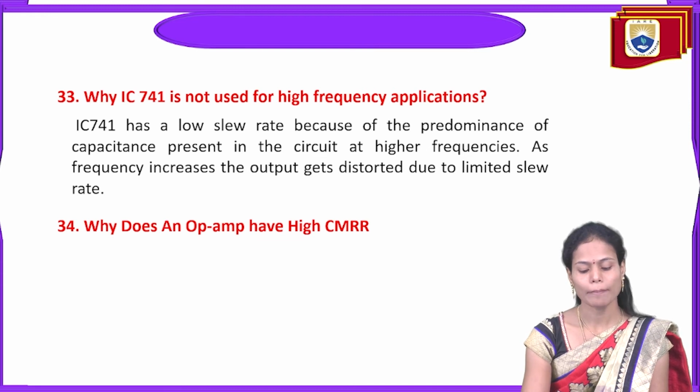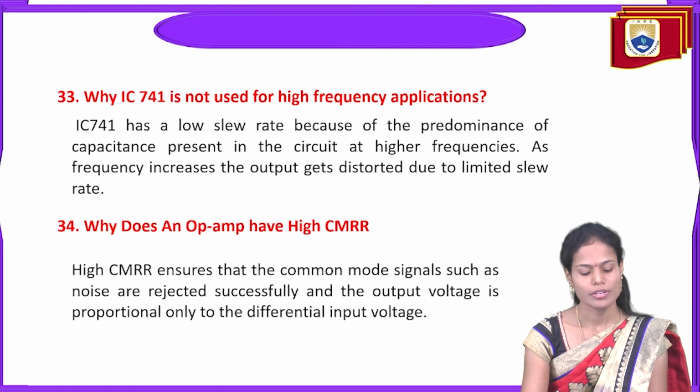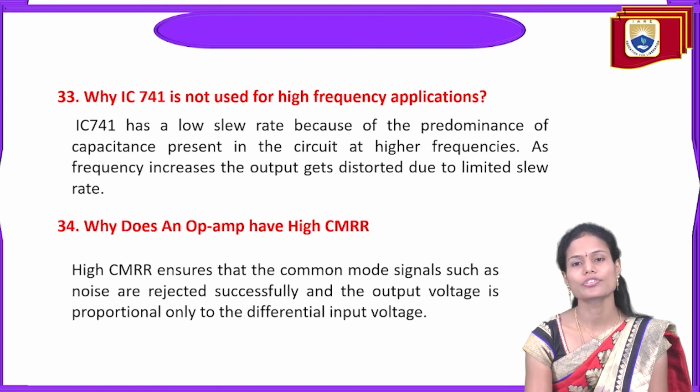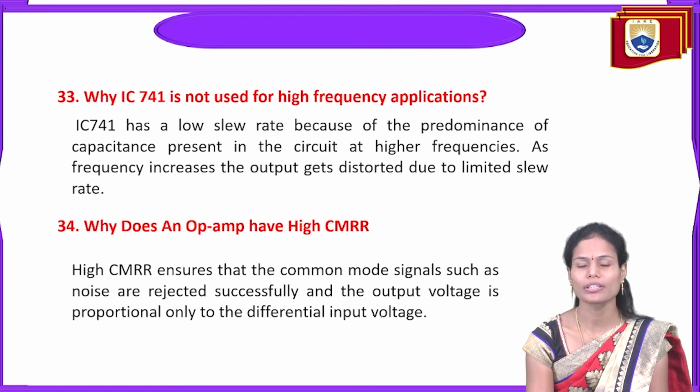And why does an op-amp have a high common mode rejection ratio? So a high common mode rejection ratio ensures that common mode signals such as noise are rejected successfully and the output voltage is proportional only to the differential input voltage. That is, in this particular condition, the op-amp can amplify only the applied differential input signal. It will not amplify the noise signal and will not provide any noise or distortion across the output of the op-amp.